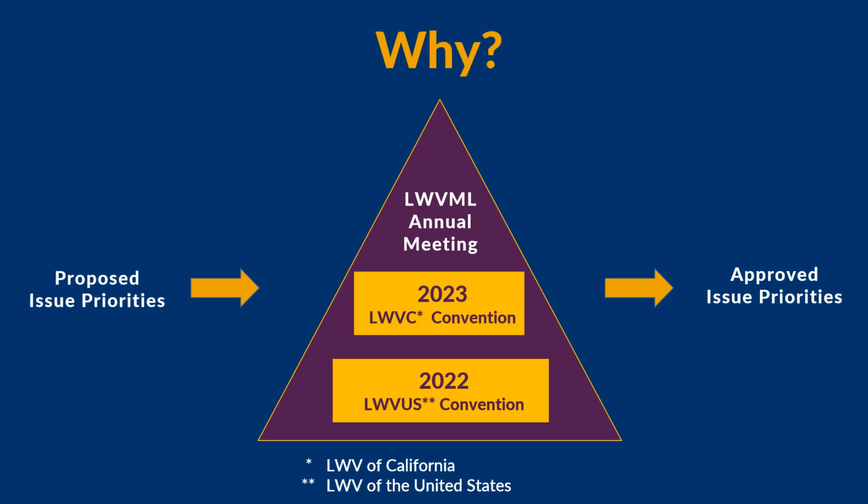Why do we conduct program planning? The grassroots system of program planning means that the members of our local, state, and national leagues have democratically agreed to work together on their priority issues and to speak with one voice. This powerful unity enables us to maximize our impact by focusing our combined resources and efforts on the issues we have selected as priorities.